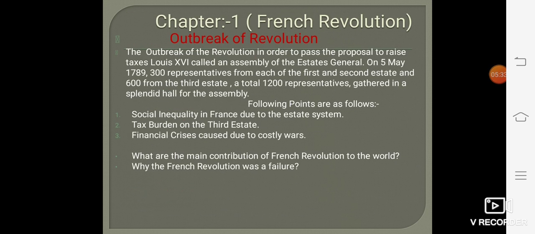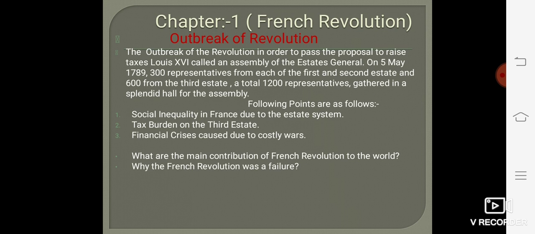Next topic is Outbreak of Revolution. The outbreak of revolution came in order to pass the proposal to raise taxes by Louis XVI. So Louis XVI called an assembly of the Estates General on 5th May 1789, where 300 representatives of the first and second estate and about 600 from the third, in all about 1200 representatives, gathered in a splendid hall for the assembly.